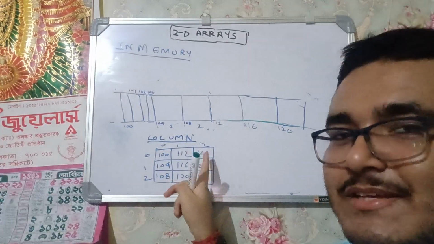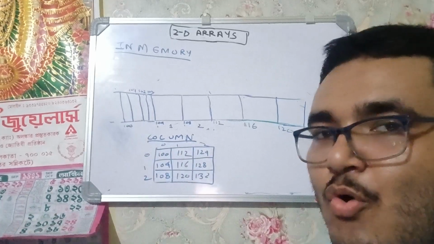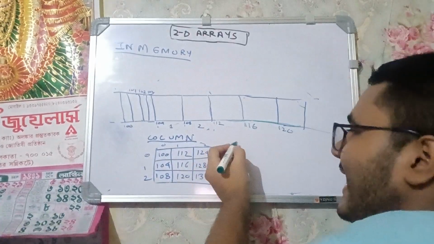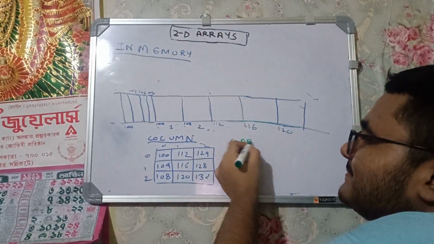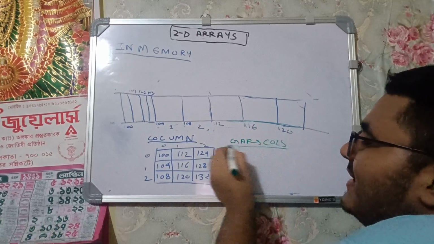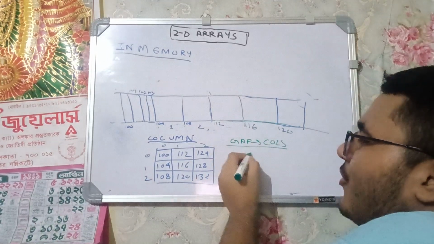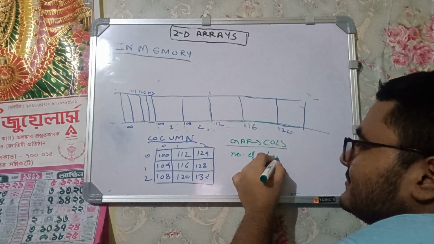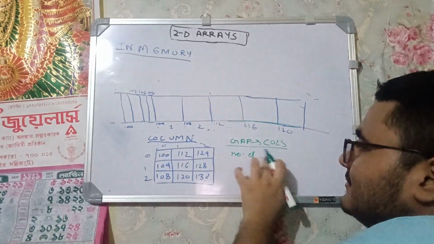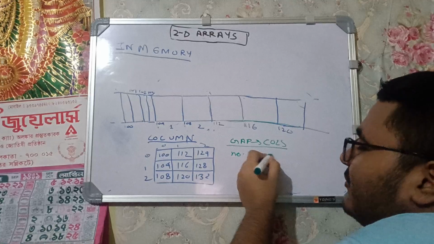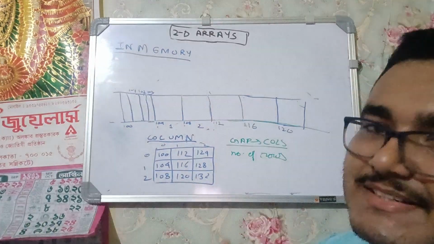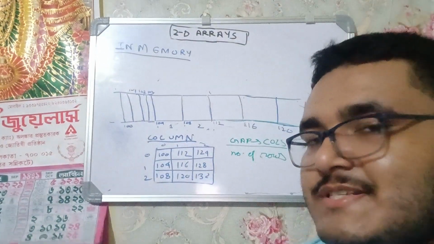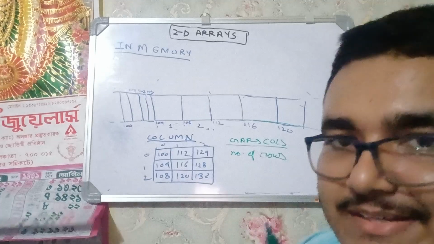Now you can see the gap between two columns is the number of columns, or you can say the number of rows. Here it is C, the number of rows and columns are the same. That is why you can take anything.